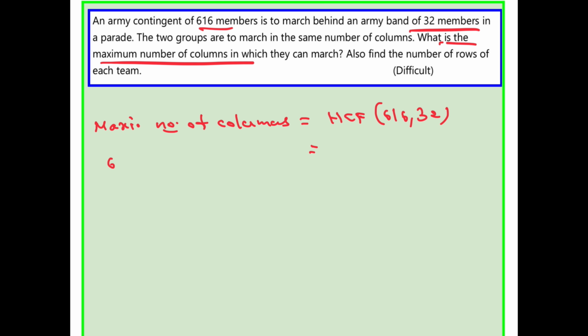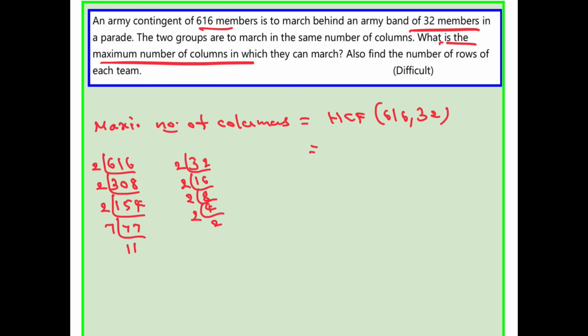616, if you factorize: 2 fours are 8, 2 fours are 8... 2 sevens are 14, again 2 sevens are 14, 7 elevens are 77. 32, if you factorize: 2 sixteens, 2 eights, 2 fours, 2 twos. So 616 equals 2 multiplied 3 times, 7 into 11. 32 can be written as 2 multiplied 5 times.